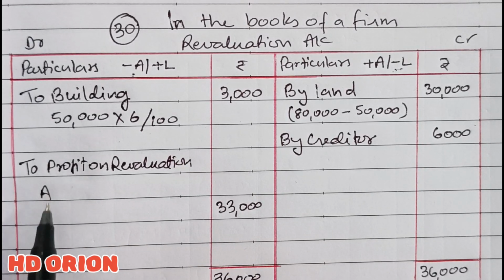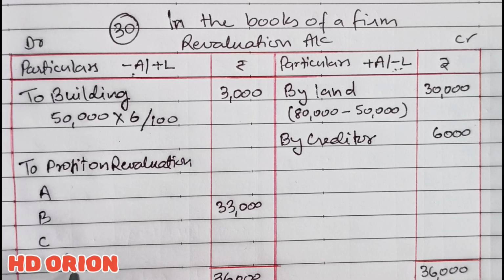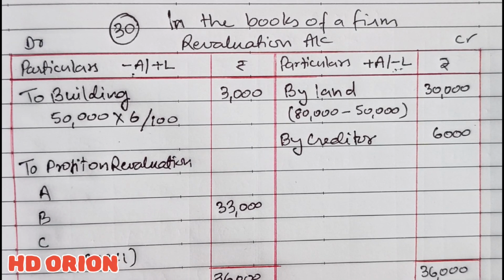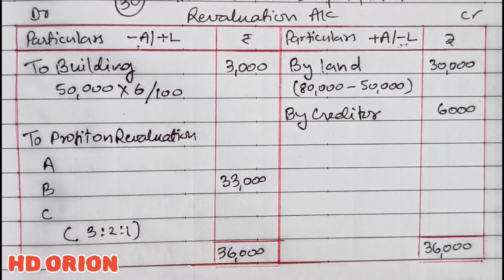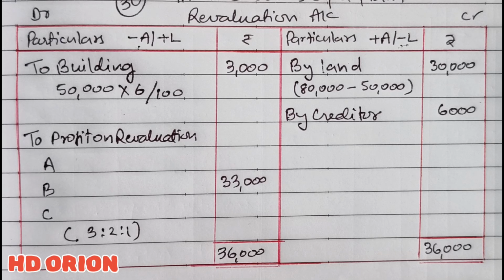Profit on revaluation will be paid to the partners A, B, and C in their old profit sharing ratio, which is 3:2:1. Because the balance sheet given is of previous year, and in previous year old ratio was applicable, so 33,000 will be broken in this ratio.